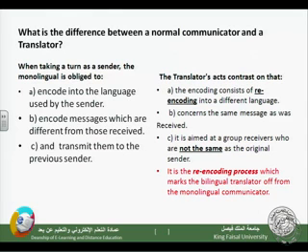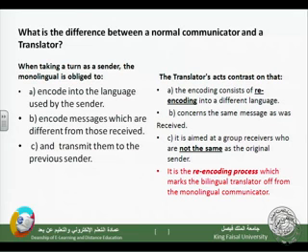Number C, the monolingual transmits this message to the previous sender, the same sender. You are talking to me, I need to transmit the same message to you, not to somebody else. Whereas the translator, he has to aim at a different group of receivers who are not the same as the original sender.